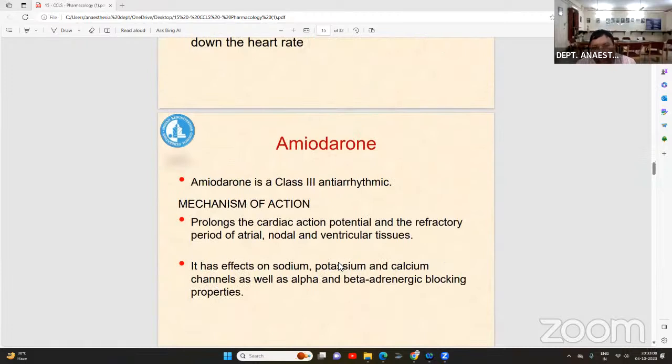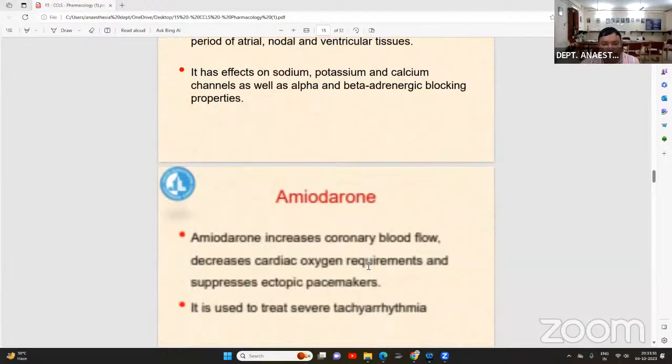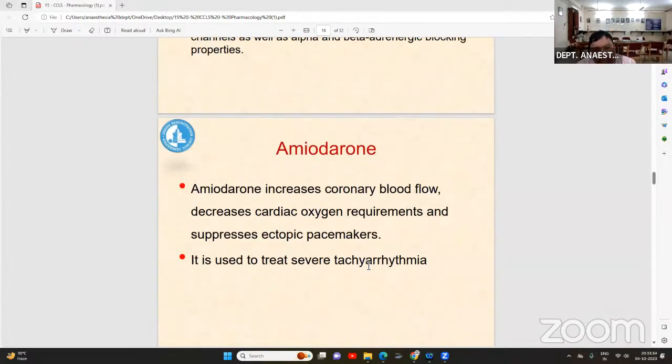It is an anti-arrhythmic drug. This is called a class 3 anti-arrhythmic drug. It acts on phase 3 of the cardiac action potential. It prolongs the cardiac action potential and the refractory period of atrial, nodal, and ventricular tissues. It has effects on sodium, potassium, and calcium channels, as well as alpha and beta adrenergic blocking properties. Amiodarone increases the coronary blood flow. It can decrease the cardiac oxygen requirements and suppress the ectopic pacemakers. Basically, this is the drug of choice for anti-arrhythmias.